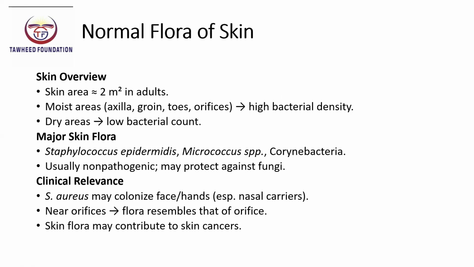So, the composition of the normal flora: it has been calculated that the normal human is host to about 10 to the power of 12 bacteria on the skin, 10 to the power of 10 in the mouth, and 10 to the power of 14 in the GI tract, that is, the gastrointestinal tract. We'll start with the normal flora of skin. An adult is covered with approximately 2 square meters of skin.